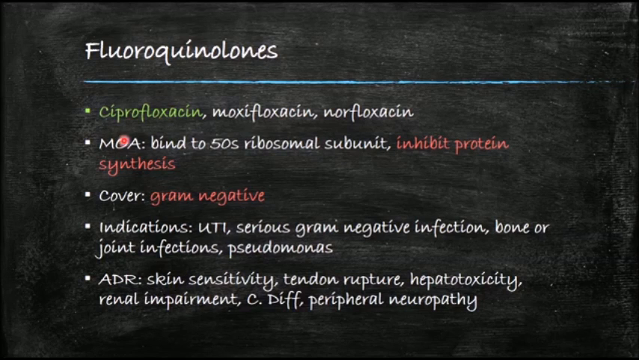So fluoroquinolones, most commonly ciprofloxacin, is used in UTIs and serious gram-negative infections. They're also really good at getting into bone, so they can be used for things like osteomyelitis. They have lots of side effects, and they're one of the most common causes of C. diff. So you should remember that as well.